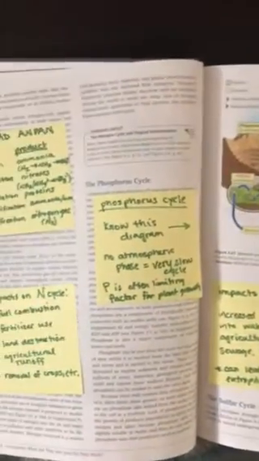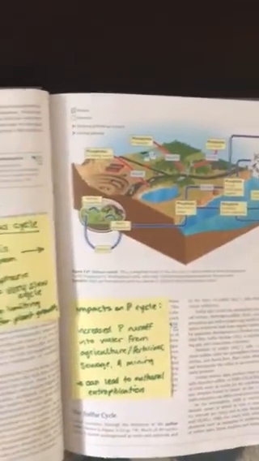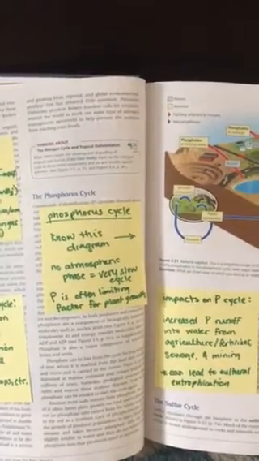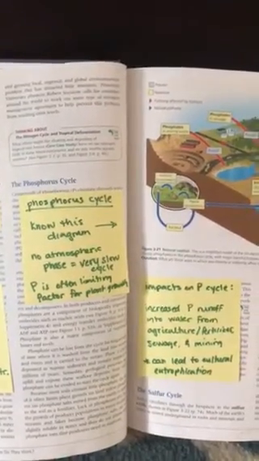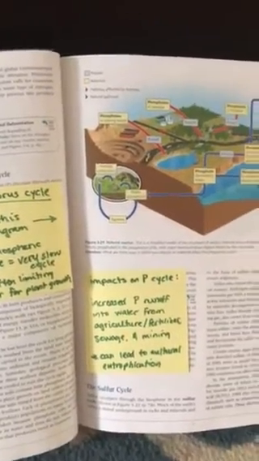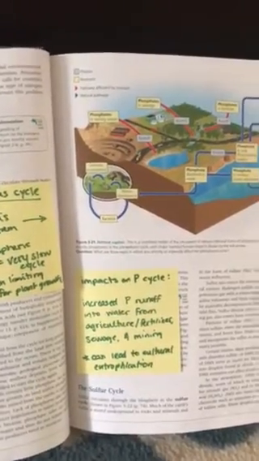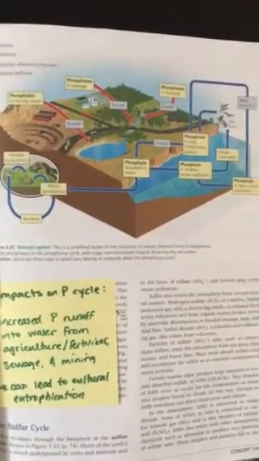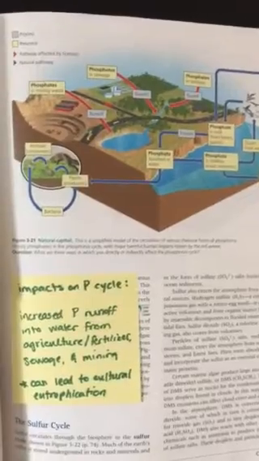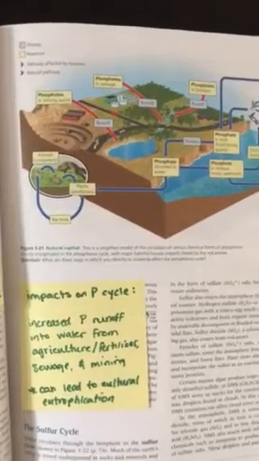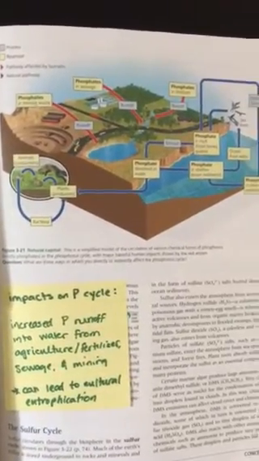And then the phosphorus cycle. Know this diagram over here. This cycle is different because there is no atmospheric phase, so it's a very slow cycle compared to the other ones. Because of that, phosphorus is often a limiting factor for plant growth. If you think about fertilizers, they usually contain nitrogen, phosphorus, and potassium. In terms of how humans are impacting the phosphorus cycle, we are increasing phosphorus runoff into the water from agriculture and fertilizer use, sewage, and mining. This can lead to something called cultural eutrophication, which we will be talking about shortly.